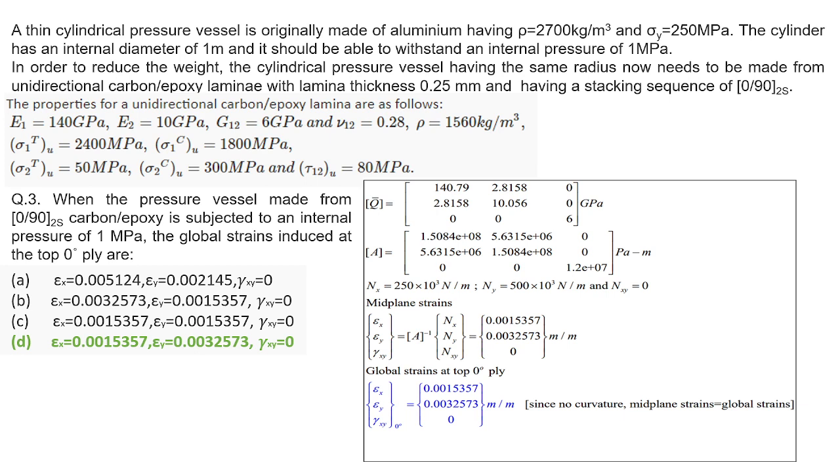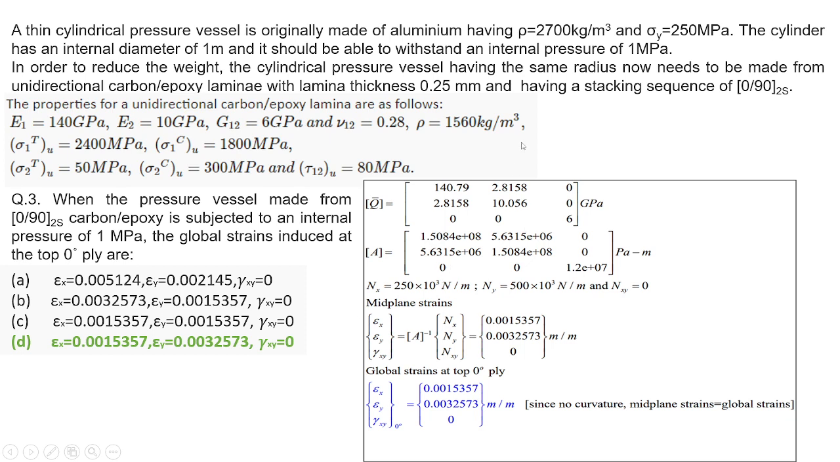They are asking, when the pressure vessel made from 0/90s carbon epoxy is subjected to an internal pressure of 1 megapascal, then the global strains induced at the top 0-degree ply are. So we have to find the global strains induced. To find the global strain, the first step will be to find the Q matrix of all the laminas.